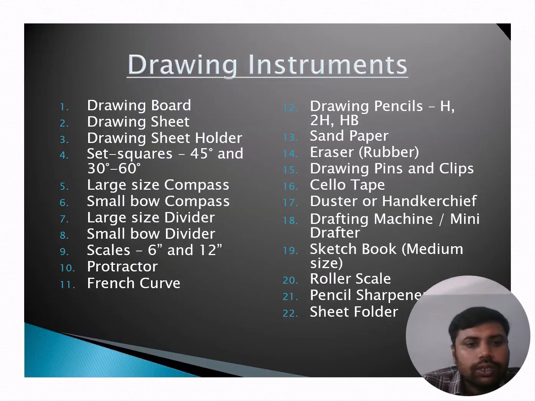Drawing instruments. The drawing instruments we are using are the drawing board, drawing sheets, drawing sheet holders, set squares, 45-degree and 30-60 degree, large size compass, small bow compass, large size divider, and then protractor, scales, French curves, drawing pencils, sandpapers, erasers, drawing pins and clips, sellotapes, dusters, drafting machine, sketchbook, roller scale, pencil sharpener, sheet holder, etc.